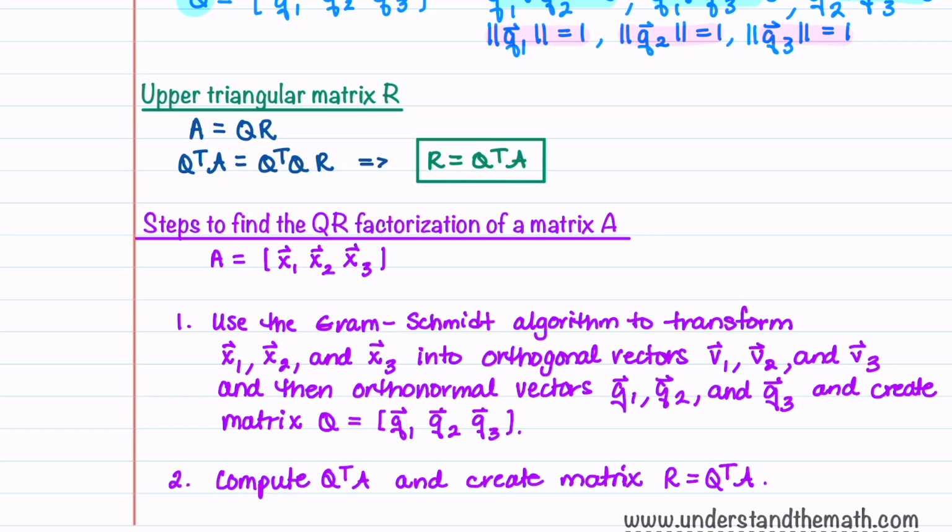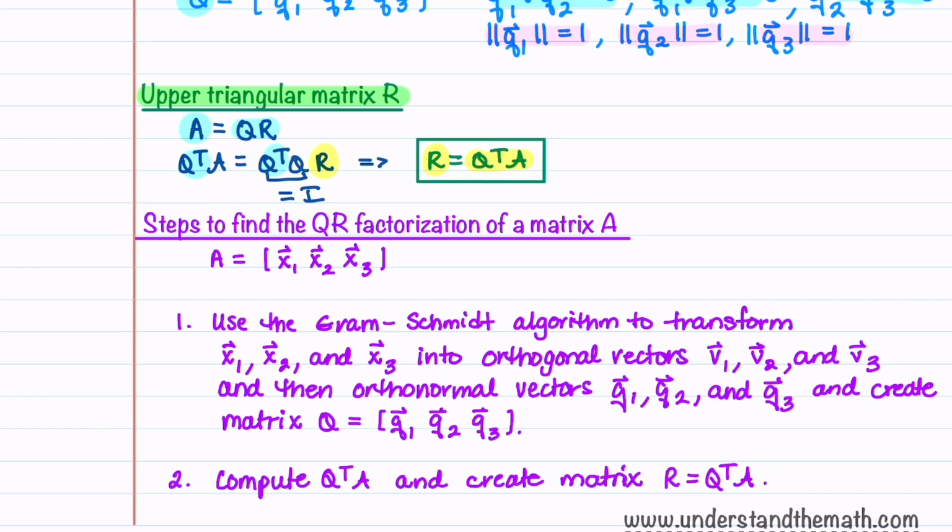Let's now talk about how to find the upper triangular matrix R. We're going to set matrix A, that's the matrix that we're going to be given, equal to Q times R. And then to find R, we're going to multiply both sides of this equation by Q transpose. Since Q transpose is equal to Q inverse, we can find R, and it's going to be equal to Q transpose times A, because this is going to become our identity matrix.